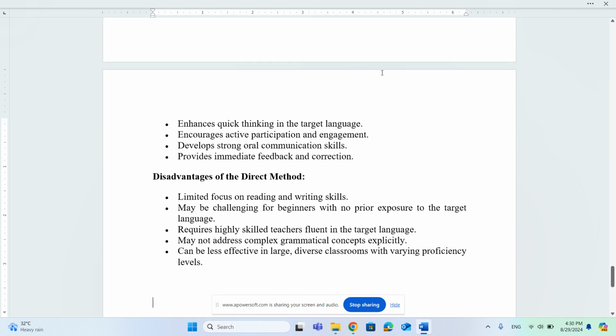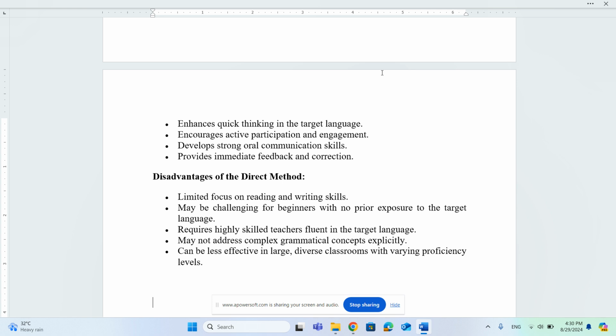And it has some disadvantages also, like limited focus on reading and writing skills. This method mainly gives importance to listening and speaking. That's why it has limited focus on reading and writing skills. And the next disadvantage is it may be challenging for beginners with no prior exposure to the target language. Those students who do not have good exposure to that target language, if you teach only using that target language, for this type of students this method is challenging.